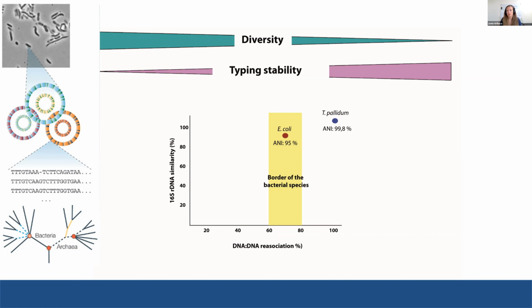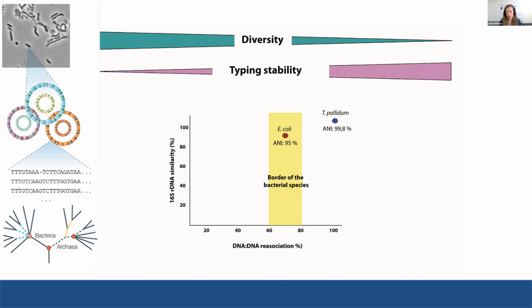Typically, MLST is based on 7 housekeeping genes. T. pallidum MLST is based on 3 variable genes. The reason is that the average nucleotide identity of T. pallidum is 99.8%. So T. pallidum is an extremely monomorphic organism compared to, for example, E. coli, where average nucleotide identity is 95%.